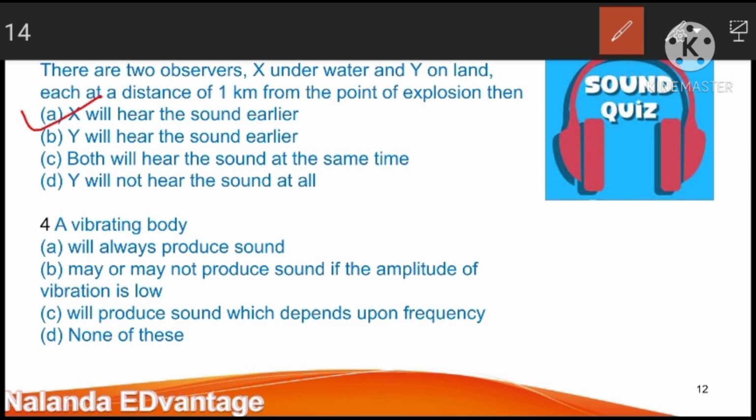Question number 4. A vibrating body will always produce sound, may or may not produce sound if the amplitude of vibration is low, will produce sound depending upon its frequency, or none of these. The answer is C. A vibrating body will produce sound depending upon the frequency of the sound. So these are a few questions related to the topic.